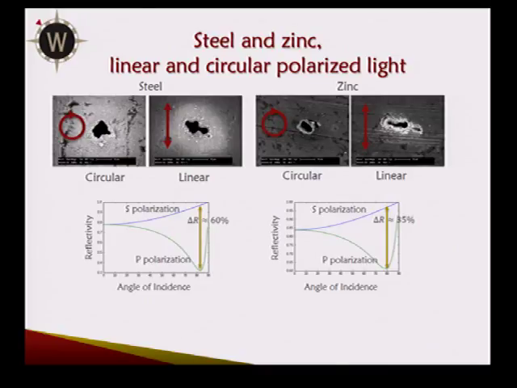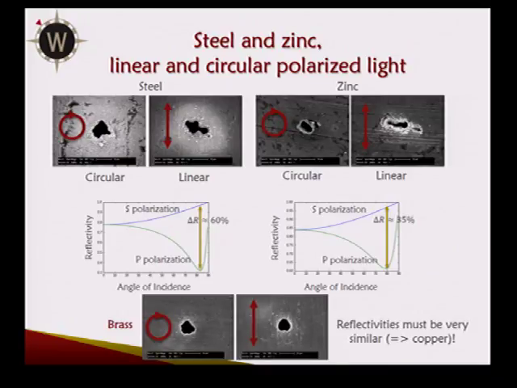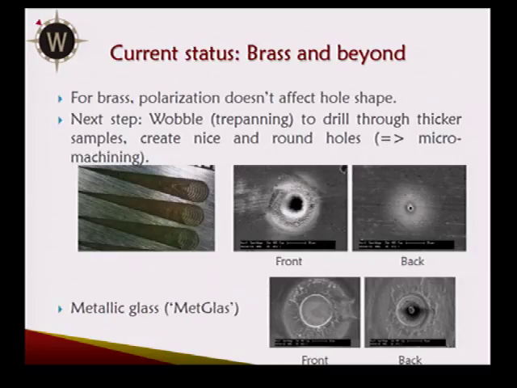And then we looked at our brass sample, and brass is completely unimpressed by the polarization. Right? It's nice and round all the way throughout, which is great, because it tells us this is one less knob that we actually have to tweak to get nice microstructuring. So we can put a check mark on that. Polarization doesn't matter.